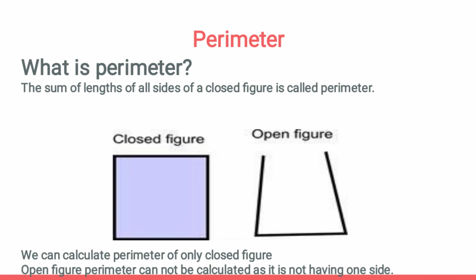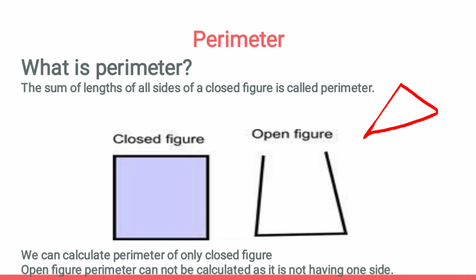The sum of lengths of all sides of a closed figure is called perimeter, which means if we have any shape, the boundary of that shape will be the perimeter. As I have drawn a triangle here, the boundary of this triangle is the perimeter of this triangle.